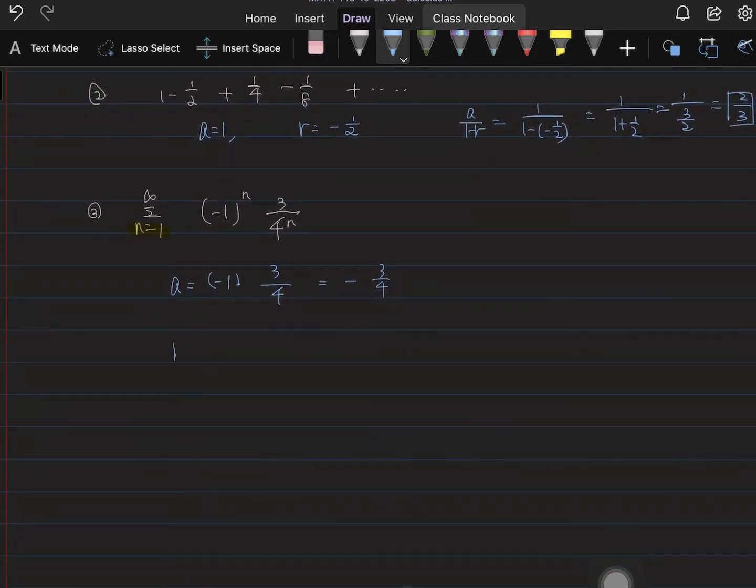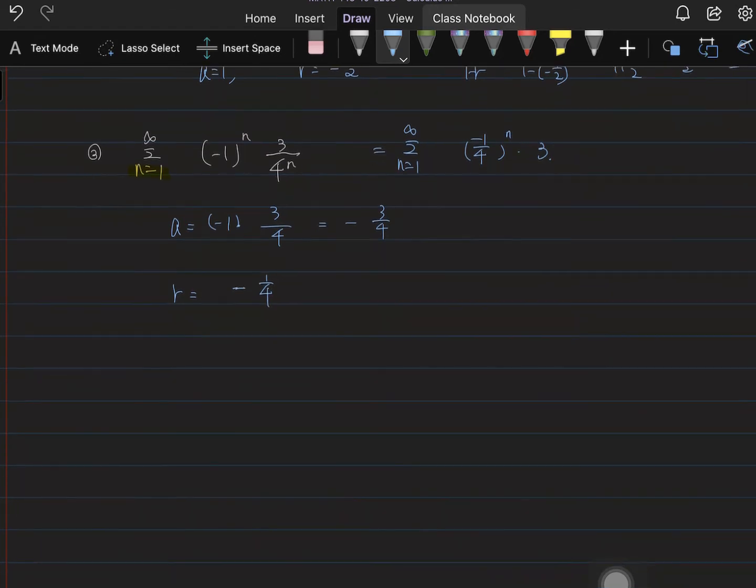And r, same thing, I can combine them into negative 1 over 4 to the n and then times 3. And my r is negative 1/4. Plug into the formula, a over 1 minus r. Here, 1 plus 1/4.